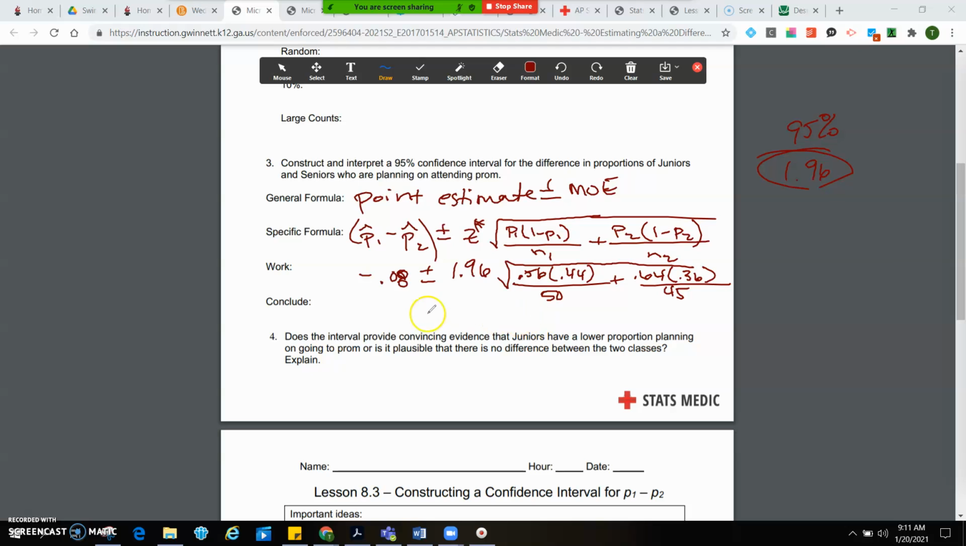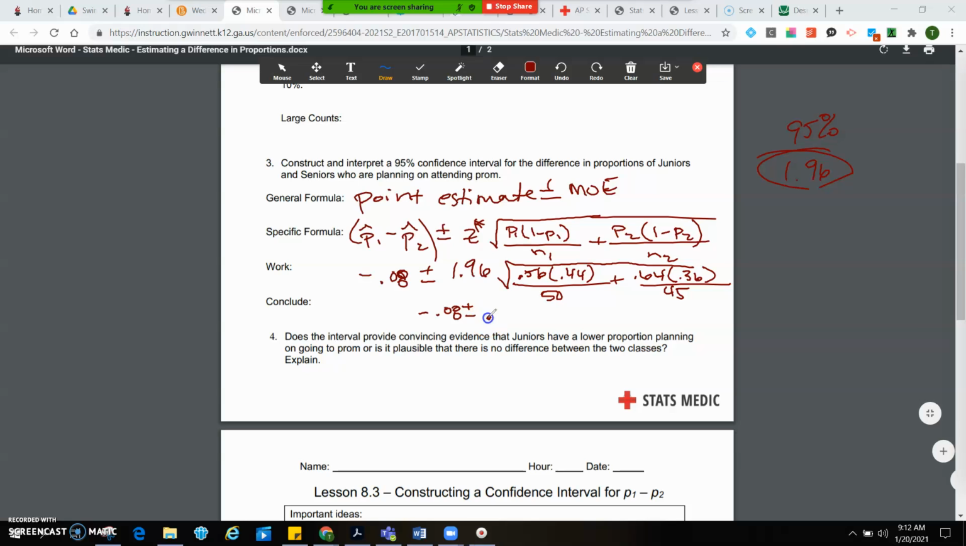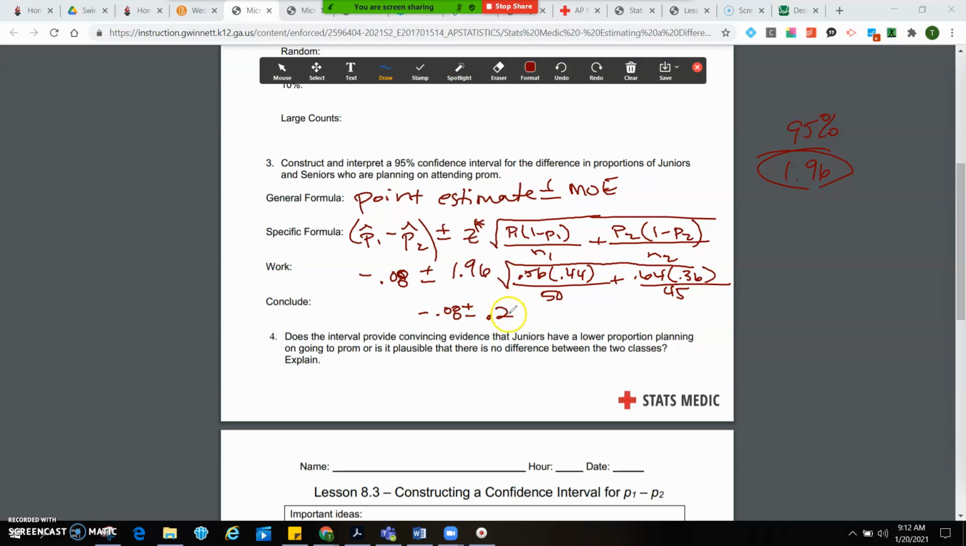So then when you do this, you're going to get negative 0.08, and then you're going to have a plus or minus of, and you're going to plug this into your calculator. I'm going to pause really quick to give you a second to try that. So then what you'll get is roughly 0.2, or 0.19, and it keeps going. So then you're going to add and subtract that. That's going to give you 0.12.